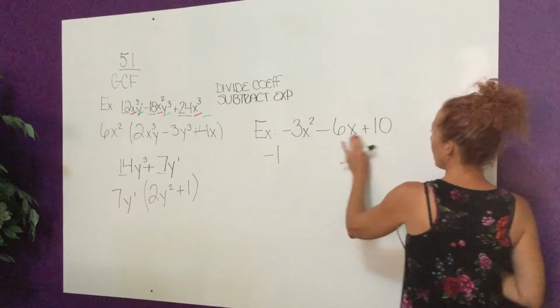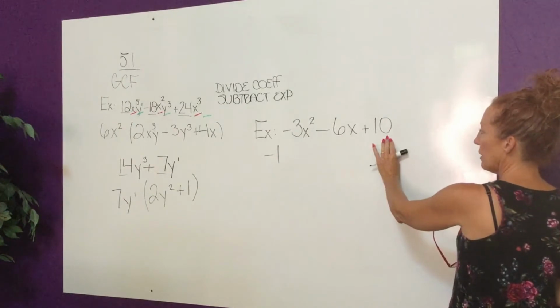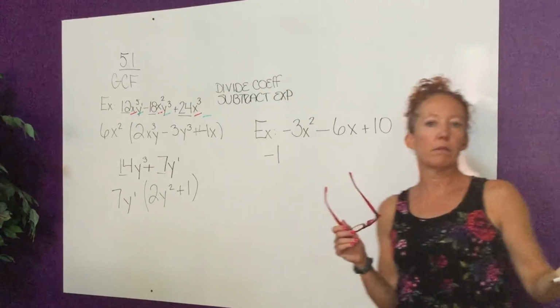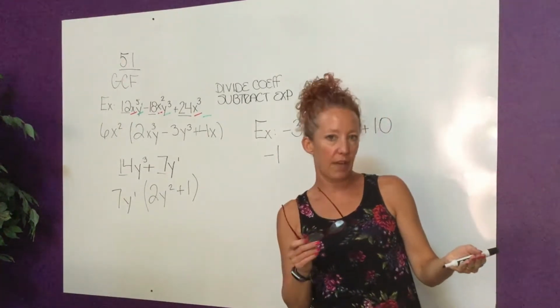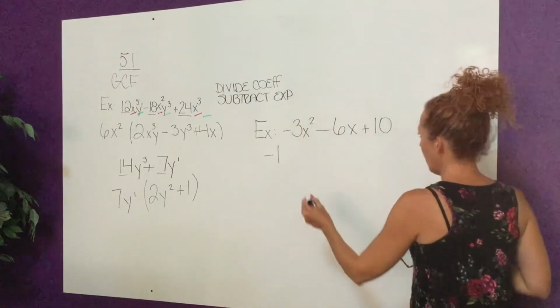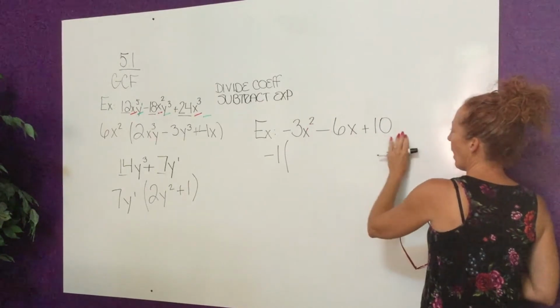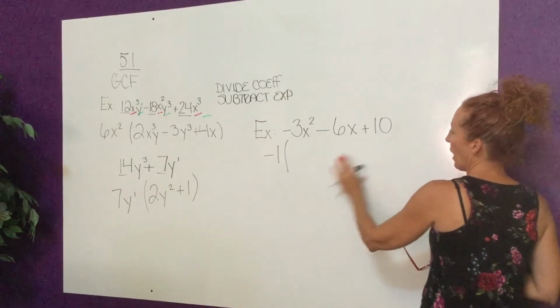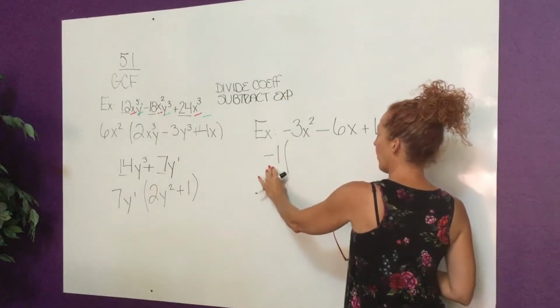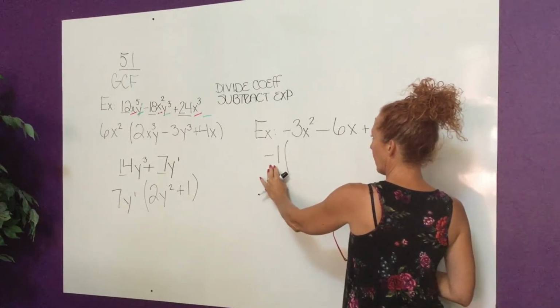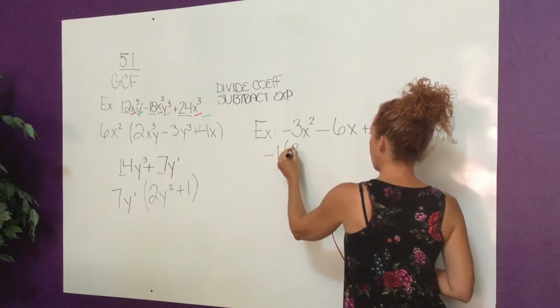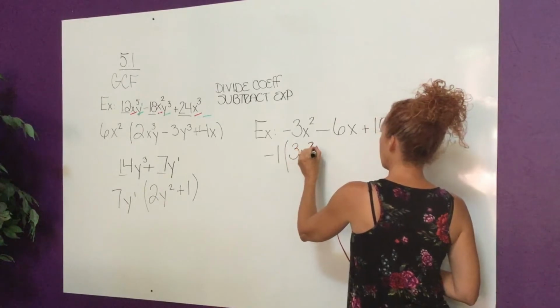Now, between 3, 6, and 10, there are no common factors. There's no number that divides nicely into all of them. And so we have nothing there. We have x squared, x, and then no x in the back. So as a matter of fact, the only thing I'm really going to be able to factor out here is a negative 1. So that's going to leave me 3x squared.